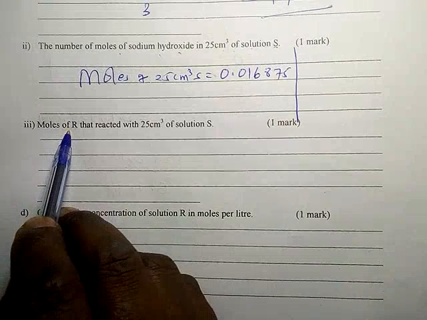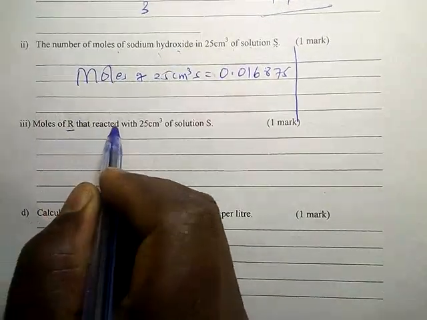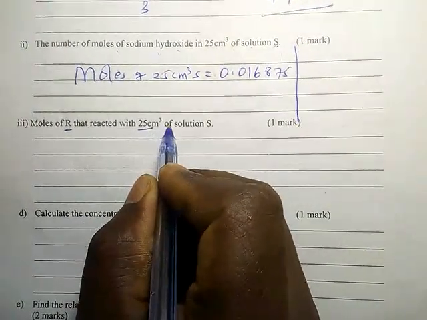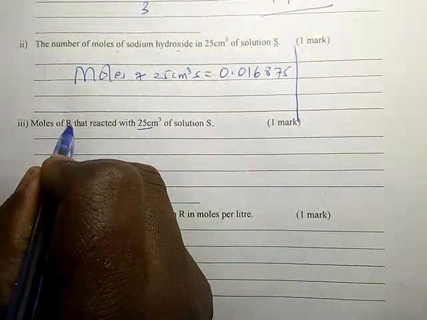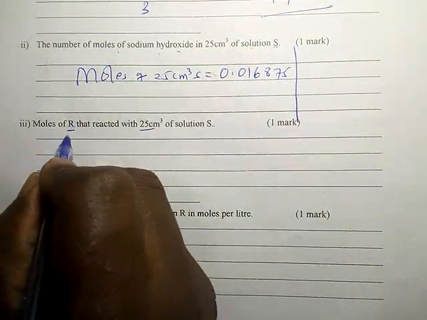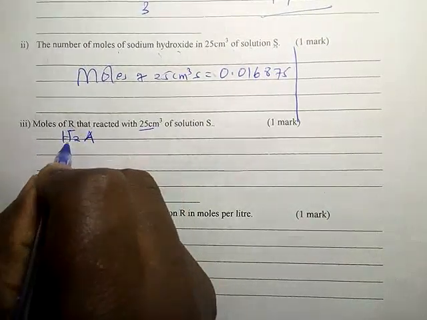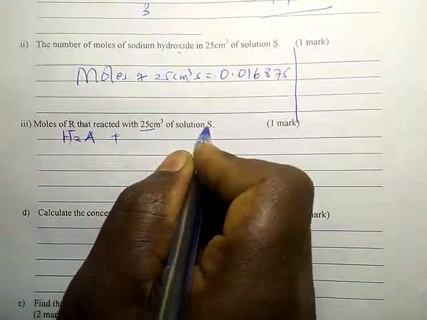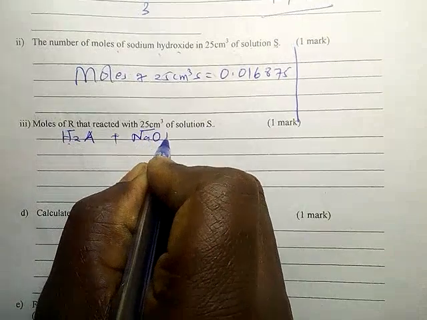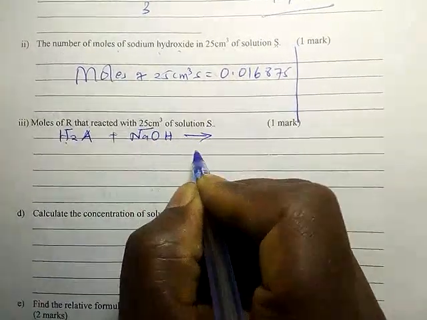Determine the number of moles of R that reacted with 25 centimeters cube of solution S. So R, remember, is a dibasic acid. It is H2A, which is dibasic. And S, remember, is sodium hydroxide. So the reaction will take place.